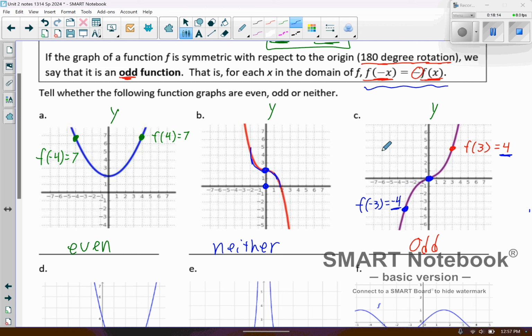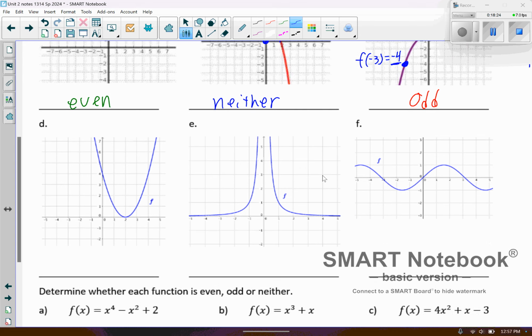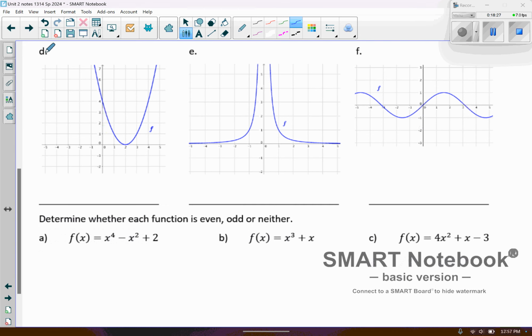So like I said, this won't come up super often, but we will see it here and there. So don't stress too much about this. But what I would suggest is go ahead and maybe pause the video and try examples D, E, and F. You're going to have one of each: one even, one odd, and one neither.